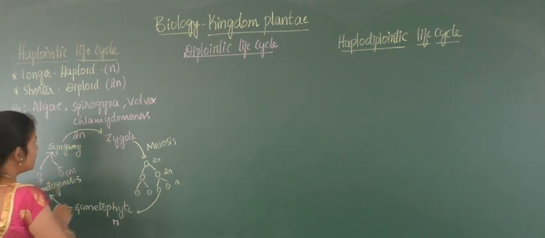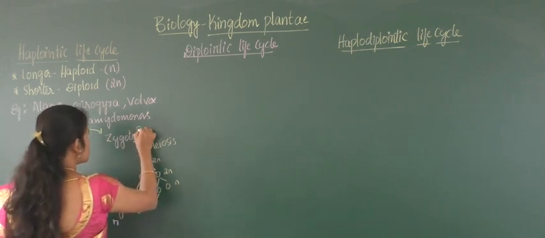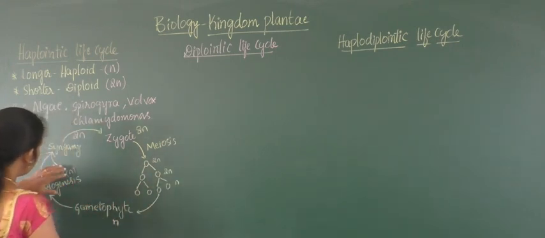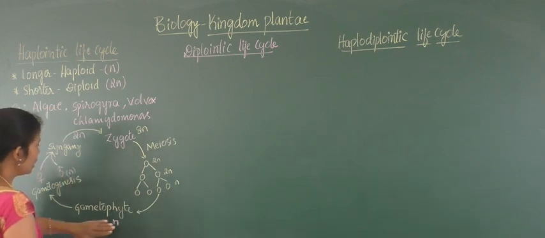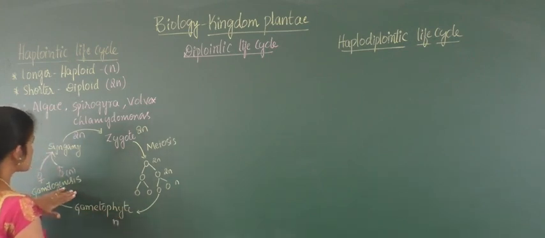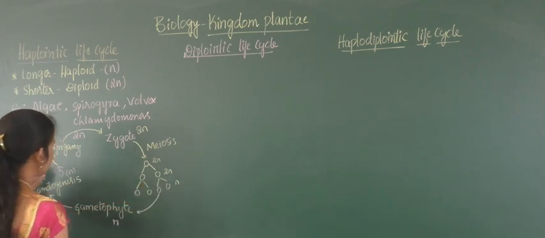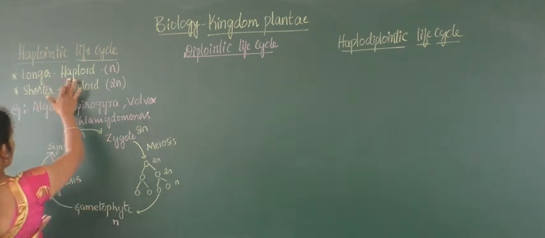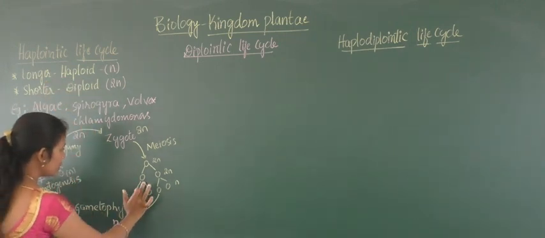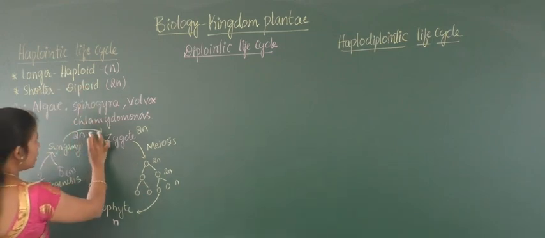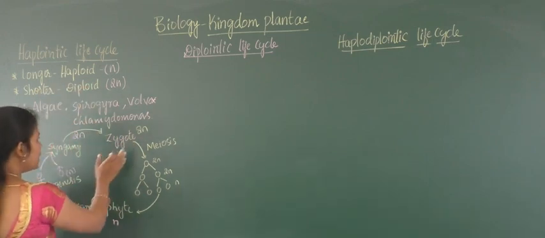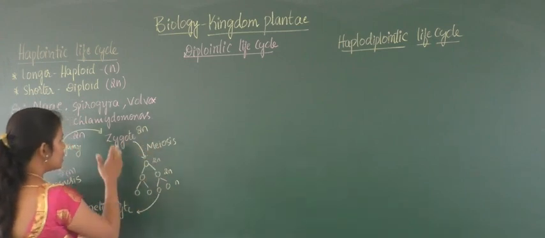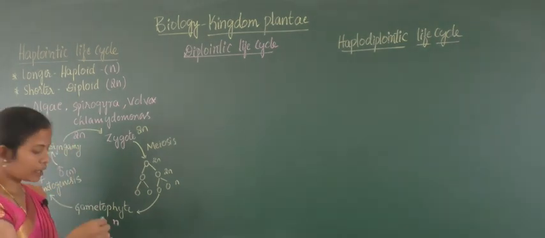Before that it is n, and the zygote has the 2n condition. When you observe the structure, the gametophyte, gametogenesis and the spores will be in the n condition. Only the zygote represents the 2n condition. So the longer period will be haploid and a very short period will be diploid. Immediately the zygote undergoes meiosis, and within a short span of time it becomes n again. That's why this is called a haplontic life cycle.